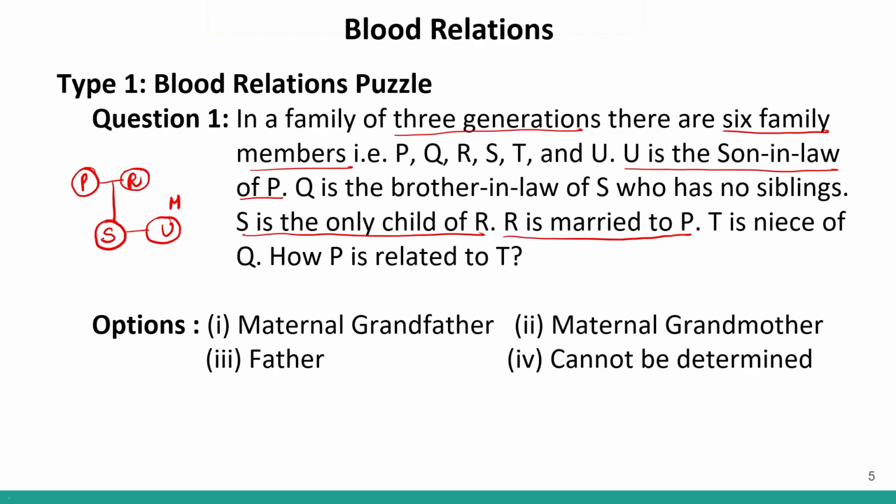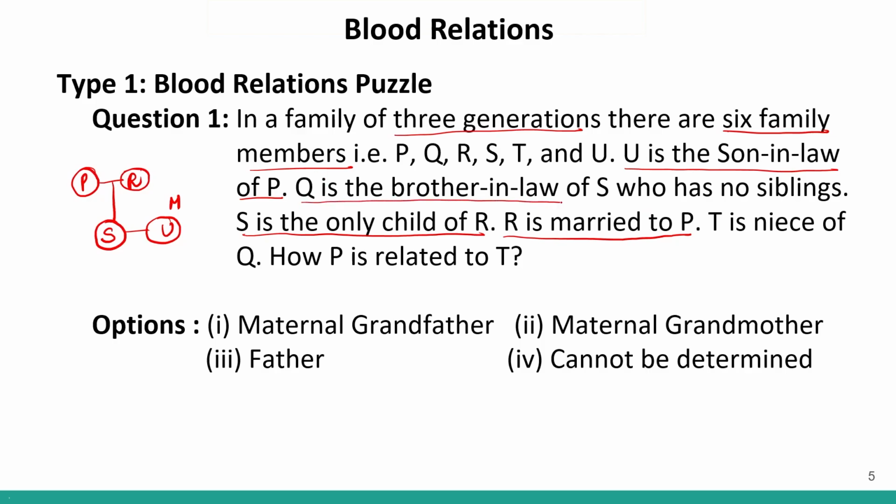That means S will be the only child of R. Gender of P, R and S are still unknown. We can just draw this much of the chart based on the information, based on the data. Okay, then let us come here.